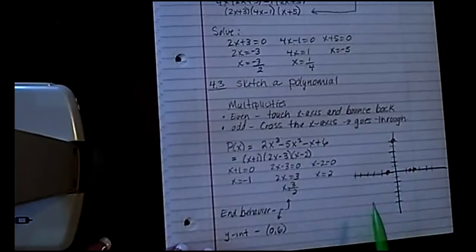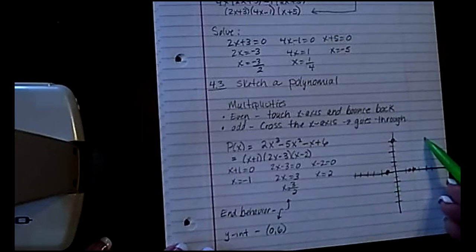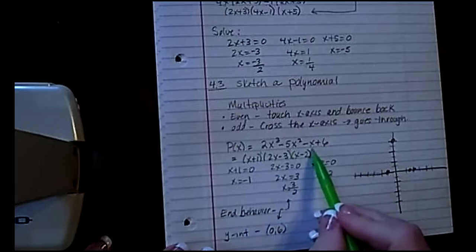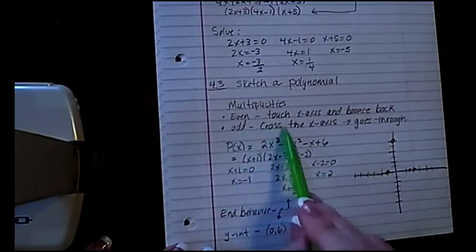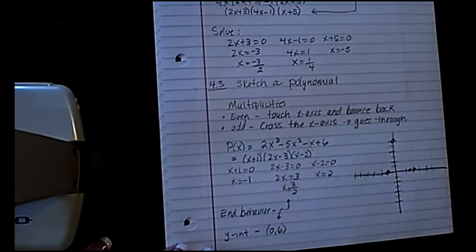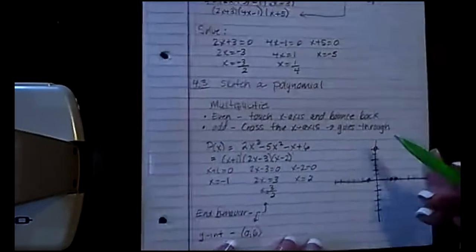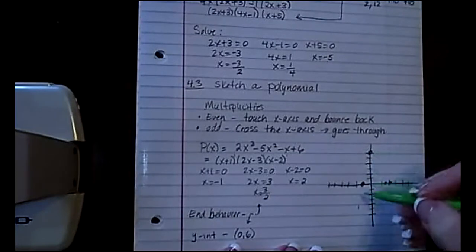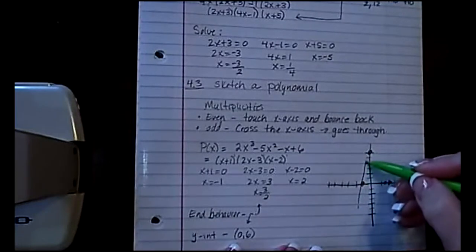But we know that we're going to start down here, and when we're done, we're going to end up here. Okay, now because these all have a power of 1 for our multiplicities, that means they're all going to go through the x-axis. They're all going to go through the x-axis. So let's start down here. And all I know is that this is going to somehow go through this.